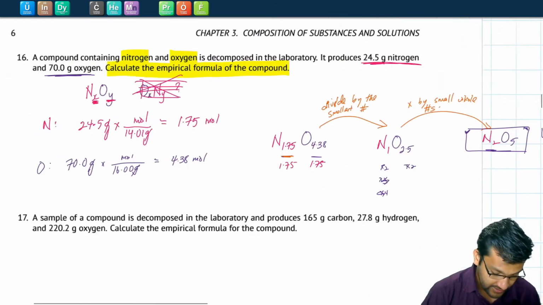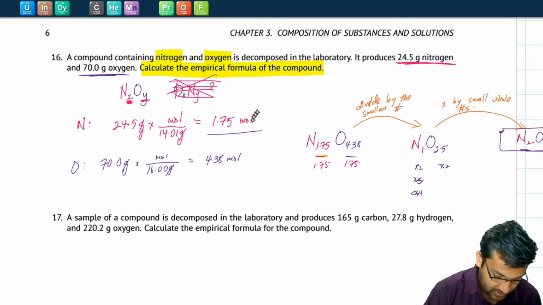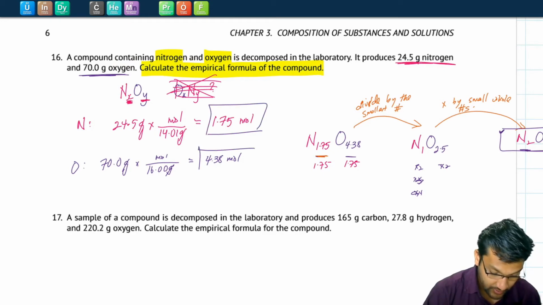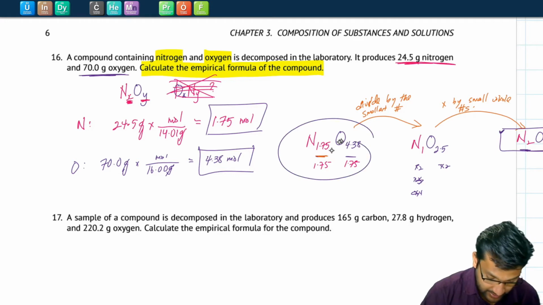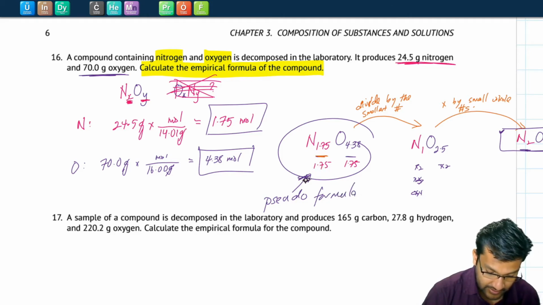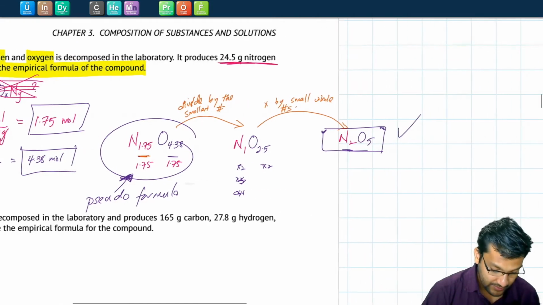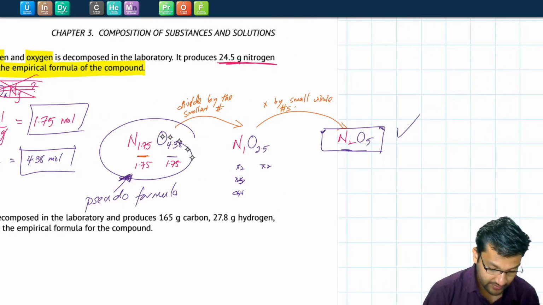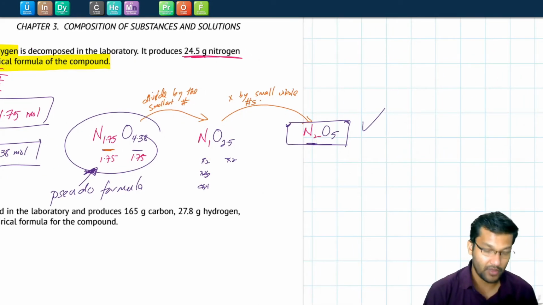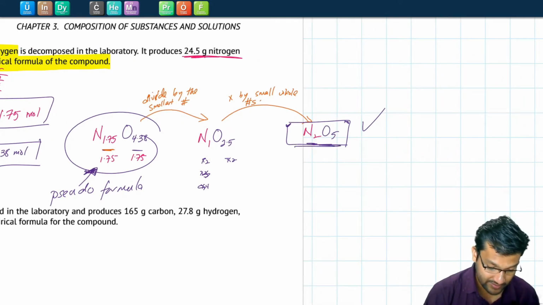So, to reiterate, we first had to find the number of moles. As I mentioned earlier in this course, that's always a very good first step. Once we have that, we write what we call a pseudo formula. It's not the real formula, it's a formula using just fractional numbers with decimal places in place of the real formula. We divide by the smallest number to make that a whole number, and then we try to multiply by small whole numbers to get everything to be a whole number.